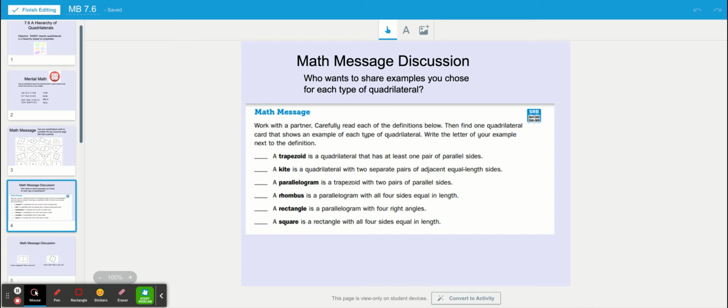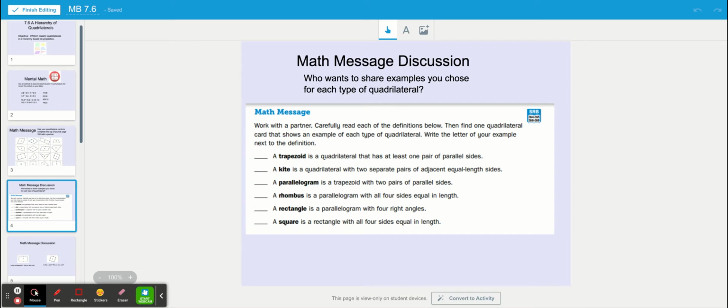So we see that we have trapezoid is a quadrilateral that has at least one pair of parallel sides. A kite is a quadrilateral with two separate pairs of adjacent equal length sides. A parallelogram is a trapezoid with two pairs of parallel sides. A rhombus is a parallelogram with all four sides equal in length. I might think of that as a square. A rectangle is a parallelogram with four right angles, and a square is a rectangle with all four sides equal in length.